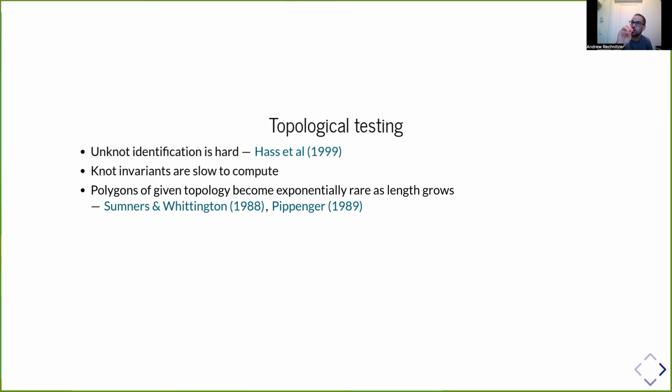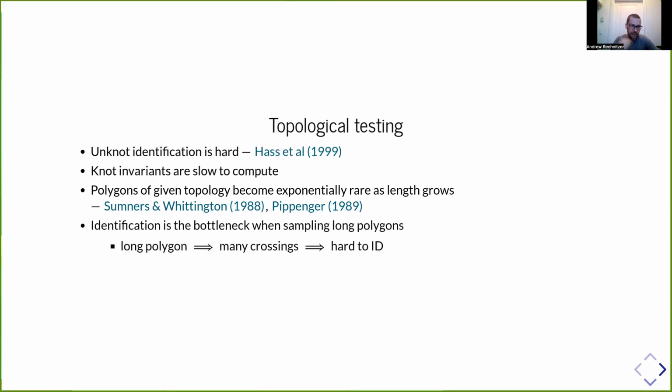And so it's going to slow down exponentially just because the superset is so much bigger. But also the process of testing is going to be incredibly slow. So this sampling of supersets and then extracting out the ones that you want becomes very, very difficult as polygons become longer. And indeed, identification becomes a substantial bottleneck. You have a long polygon, it has many crossings, and that makes it very hard to identify.